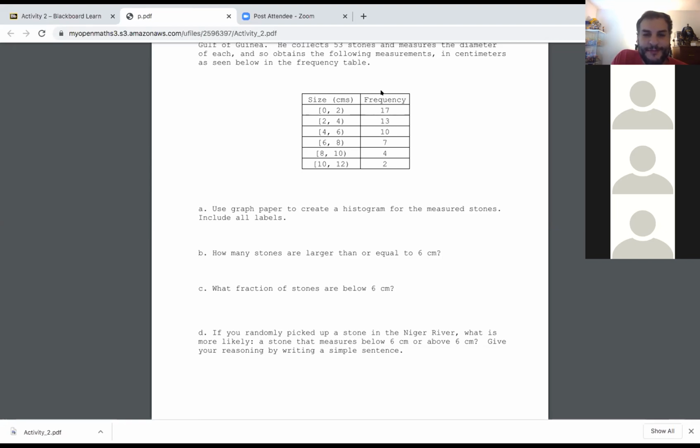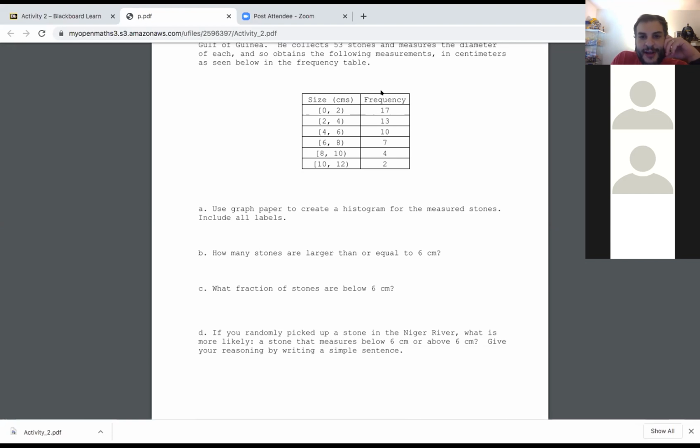Question for letter B, is it 40 stones? I think it's 13. Yeah, for letter B, it should be 13 stones. How do you get 13 stones?